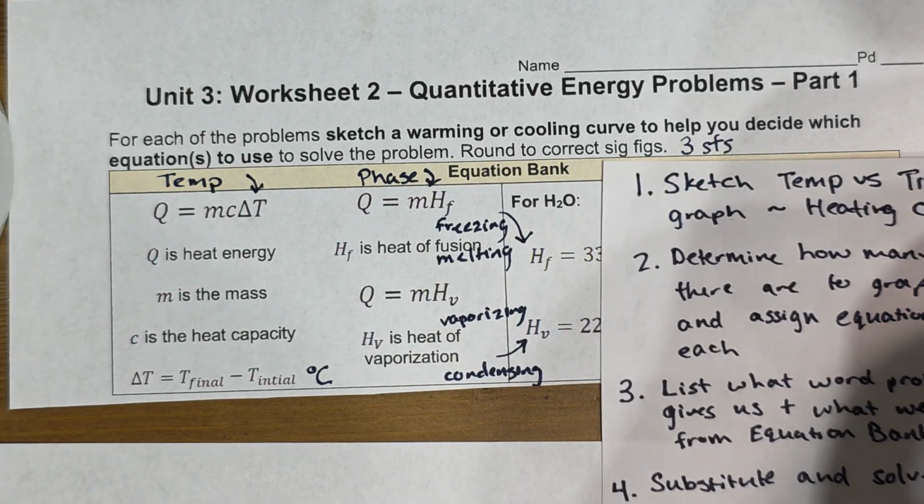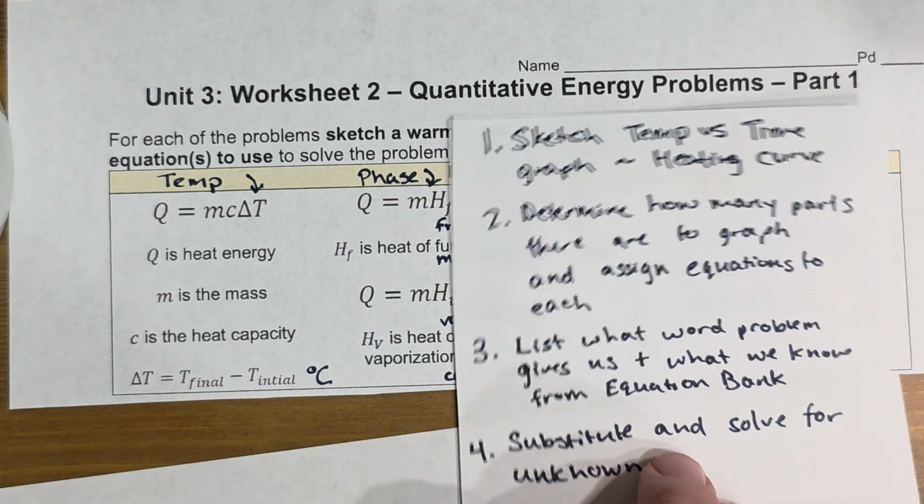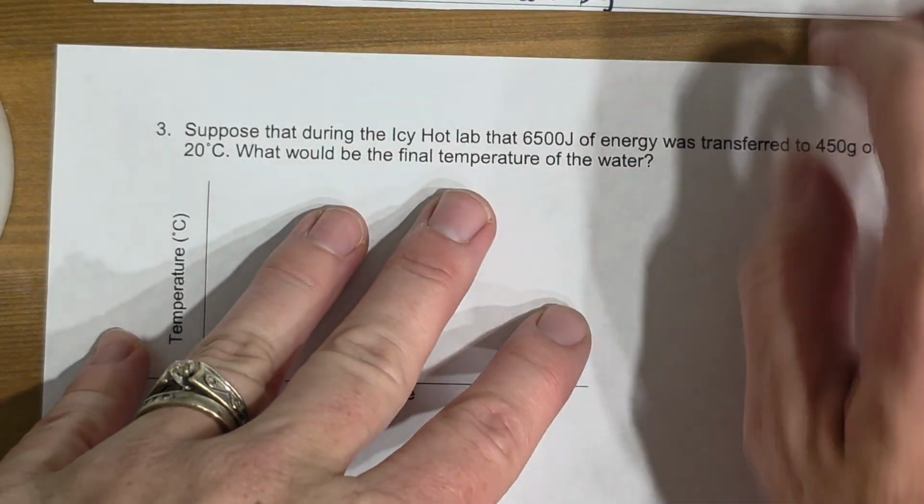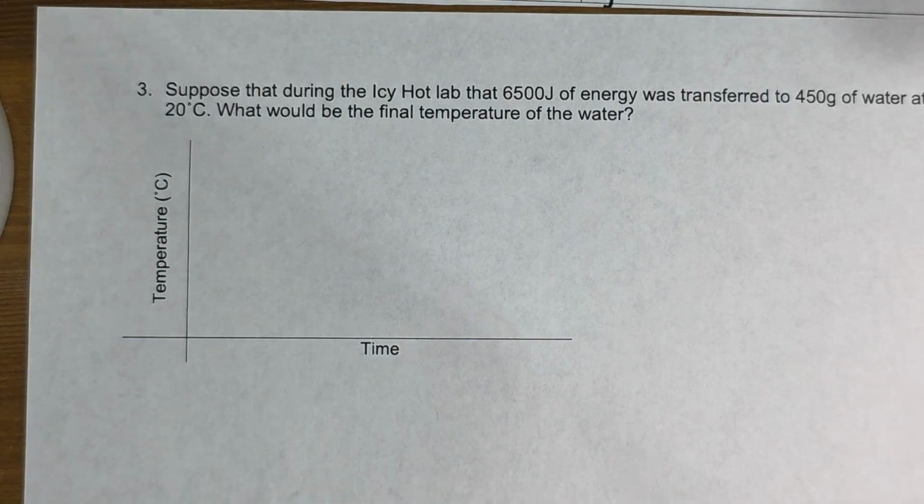I also walked through the fact that this is our strategy. We're going to start off by using the problem to sketch a temperature versus time graph, or heating curve. Then we're going to determine how many parts there are to the graph and assign equations to each. Then we'll list what the word problem gives us and what we know from the equation bank, and finally we're going to substitute and solve. Okay, so there's our strategy. Here is number 3.